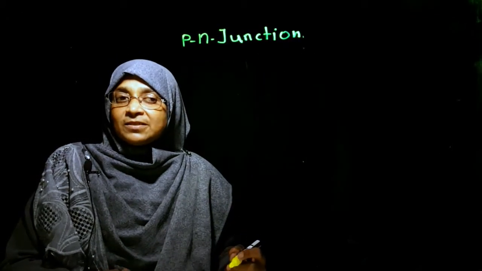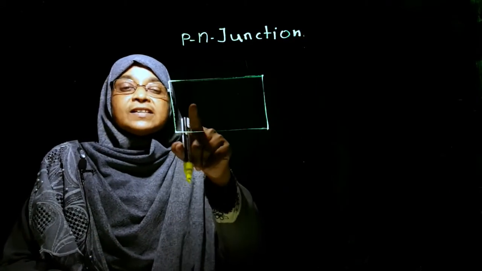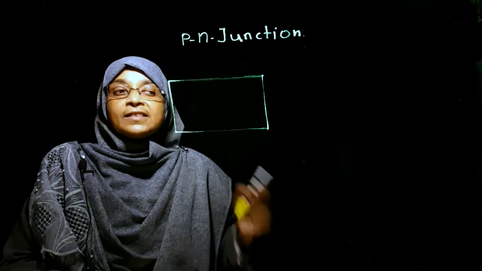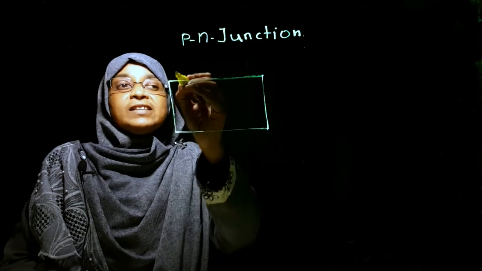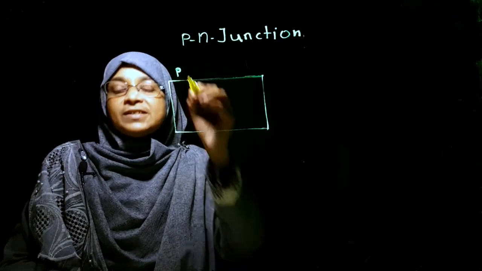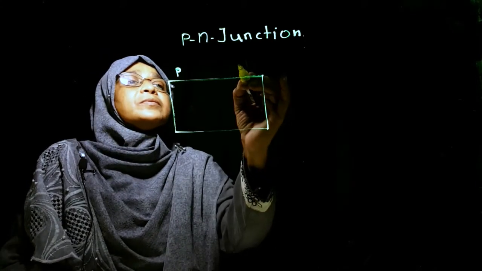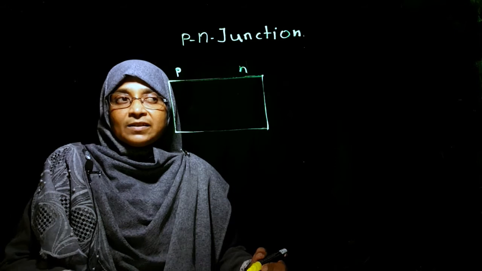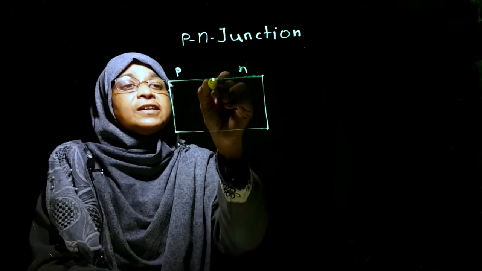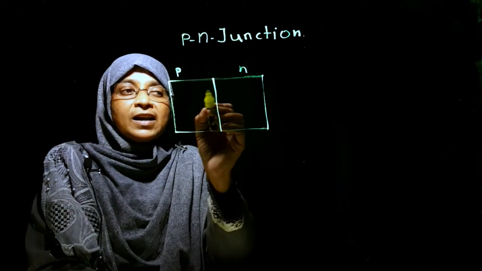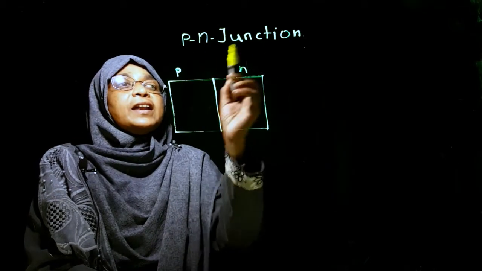What is a p-n junction? Imagine this is a pure silicon lattice. This lattice is doped, with one side mixed to p-type and the other side to n-type. Then when this n-type and p-type meet, a junction is formed. It is called a p-n junction.